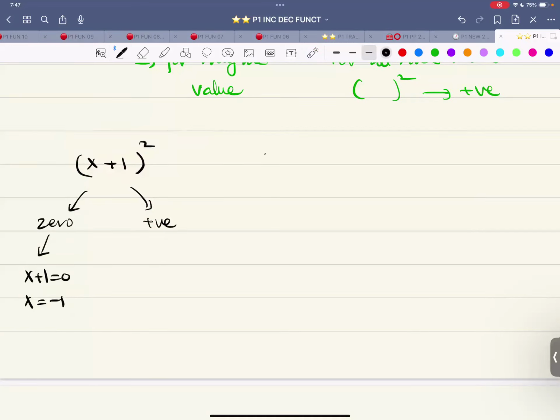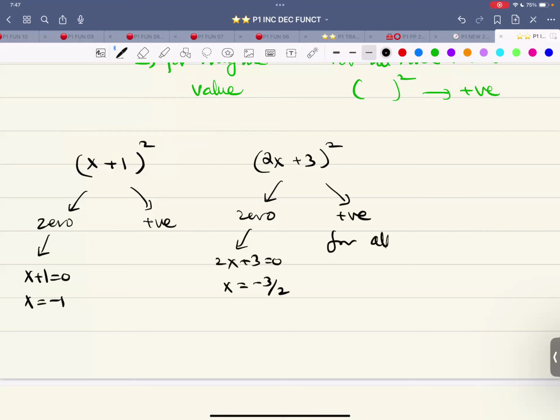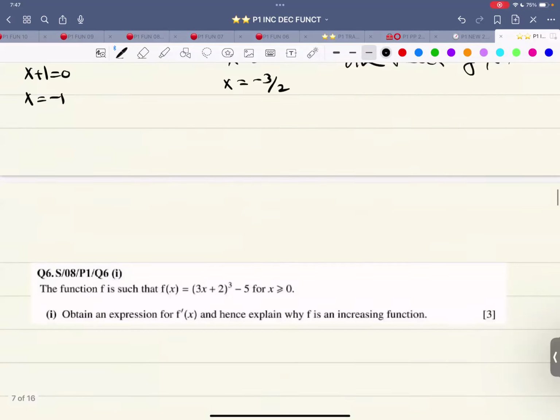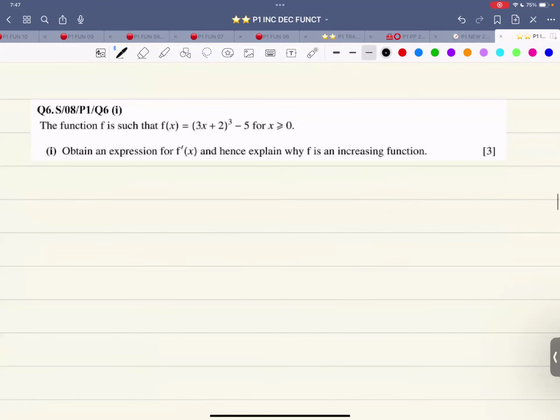Another example, (2x + 3) whole square. It will be 0 when the bracket is 0. So 2x + 3 equals 0. x is -3/2. Therefore, it will be positive for all other values of x. All good, all clear. Now let's apply this knowledge over here.